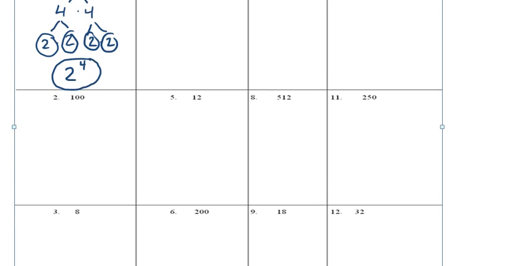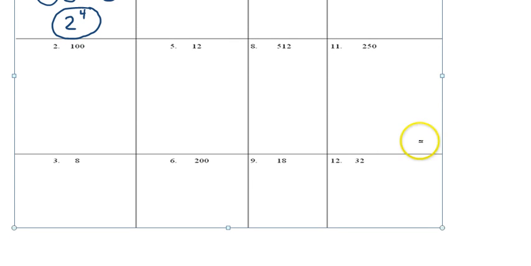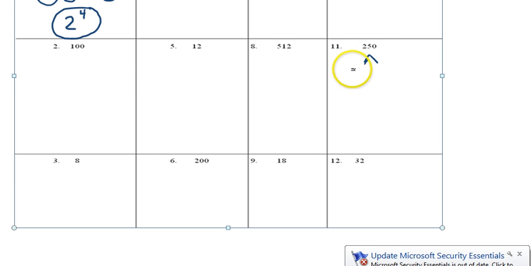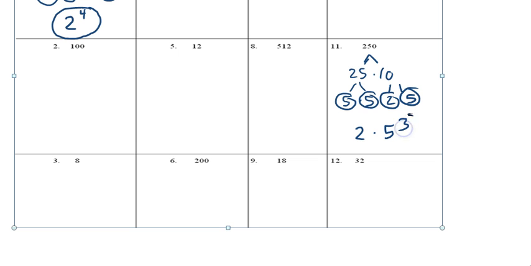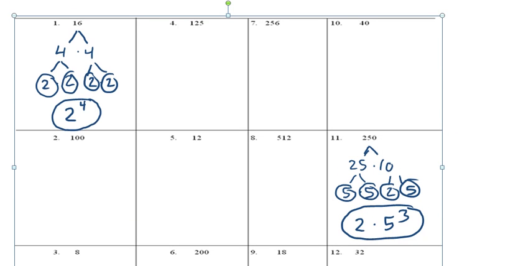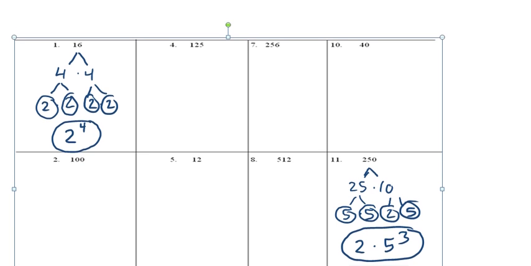Here, let's pick a little different one. Which one do I want to do? I will do 250, because I like 250. Okay, so I see 25 and 10. And then I also see 5 and 5, and 2 and 5. So that gives us 2 times 5. There's 1, 2, 3 of them. Let's circle them all so we don't miss any. Cubed. And that is our prime factorization for 250. That is our product of primes. It's distinct for that number. So try the rest of these, okay?